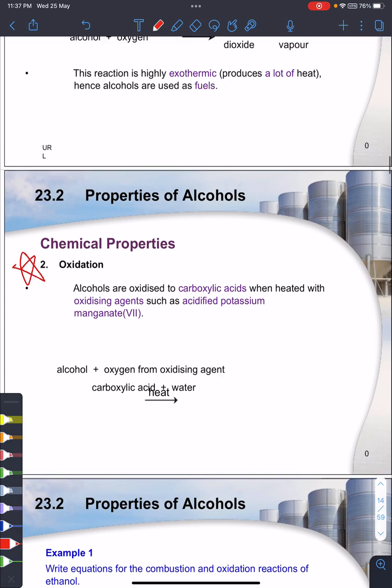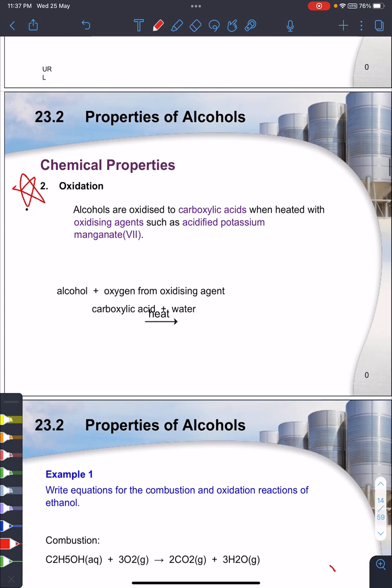This is a new reaction. Oxidation. So what happens in oxidation? When it reacts with your acidified KMnO4. Let's look at how we write the equation. This is the first main reaction in alcohol.